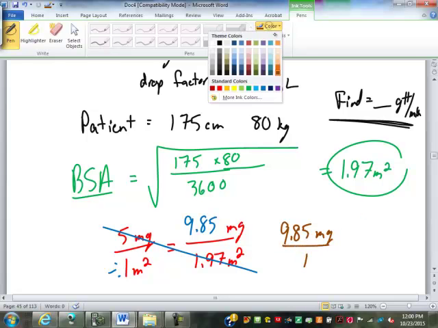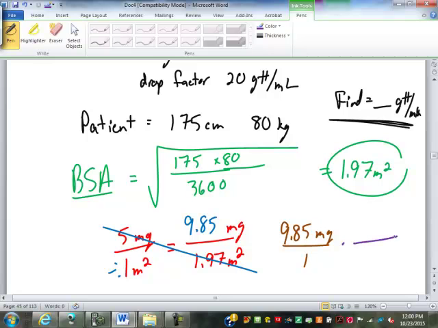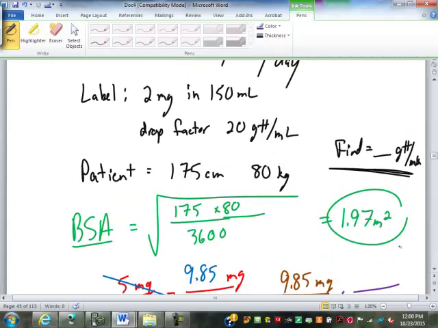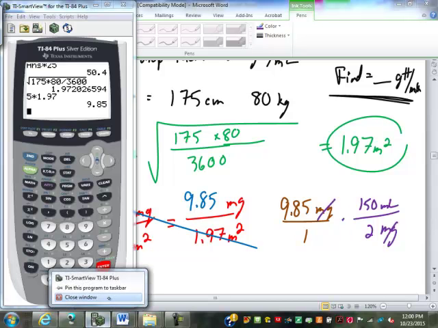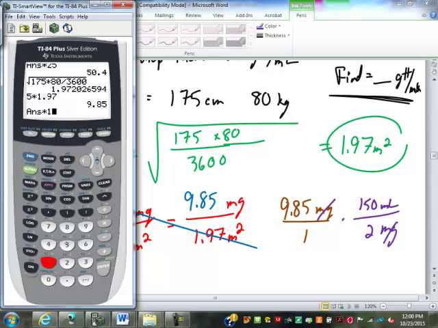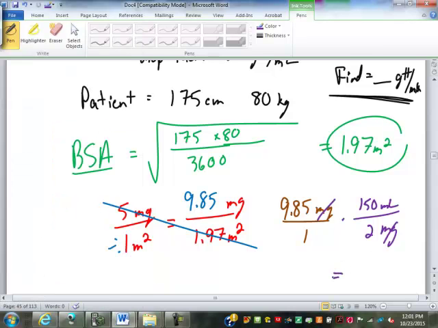Put that over 1, and we're going to multiply it by, what do we have? 2 milligrams per 150 milliliters. So the milligrams cancel out. We've got 9.85 times 150. Then we're going to have to divide that by the 2. Because it's 738.75. That is milliliters per day. Everybody follow that? 738.75 milliliters per day.